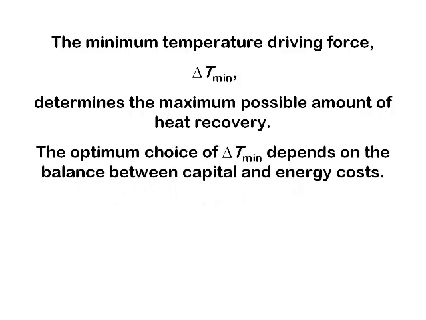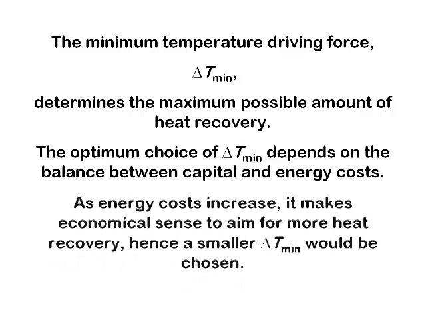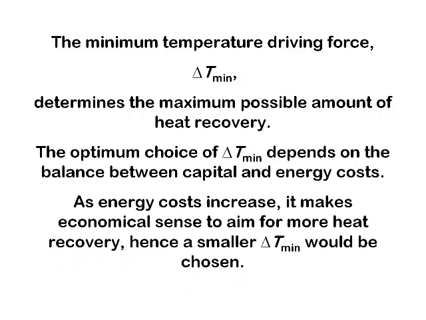It also determines, as we've seen, the size of the heat exchangers and therefore the cost of the heat exchangers. So the optimum choice of delta T min depends on the balance between capital and energy costs. As energy costs increase, as they are doing these days, it makes economic sense to aim for more heat recovery, and so a smaller value of delta T min would be chosen.